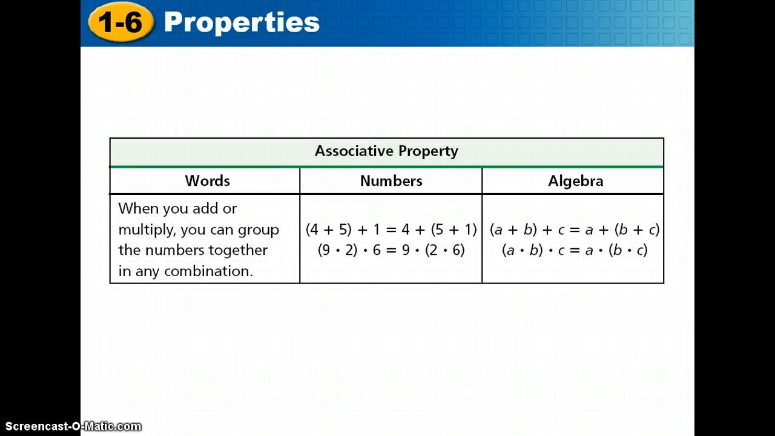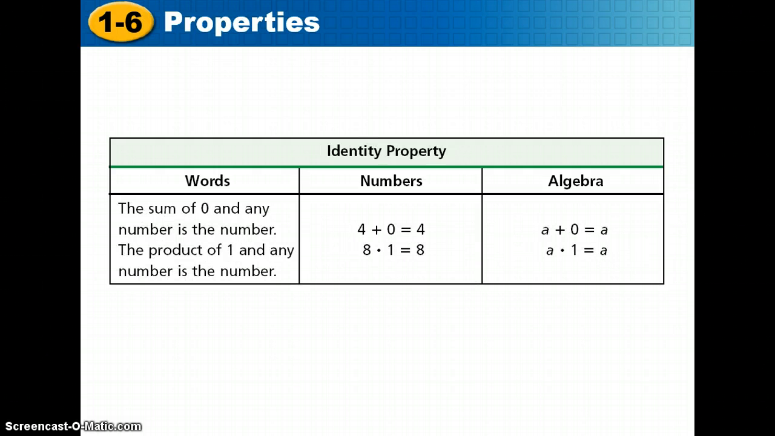The associative property says that when I'm adding or multiplying, I can group the numbers in any combination. Notice when I'm using the associative property, I'm not changing the order of the numbers. I'm only changing where the parentheses are.